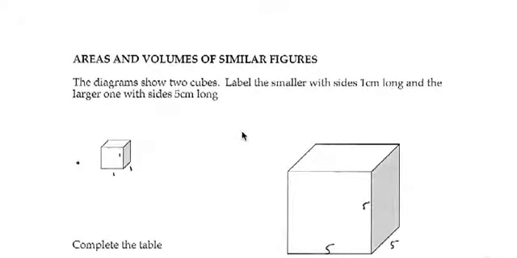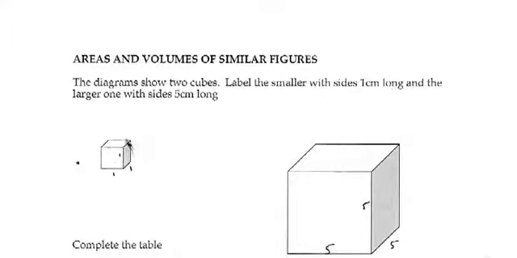So here's a video about areas and volumes of similar shapes. Before you watch this video, you should watch the previous video about similar figures, which deals with the B grade questions, and now we move up to the A grade questions. Remember, similar figures means that one is just an enlargement of the other, so everything increases in the same ratio.